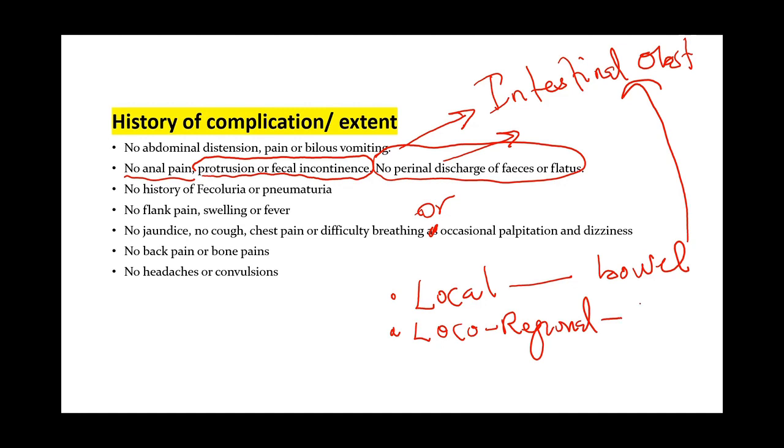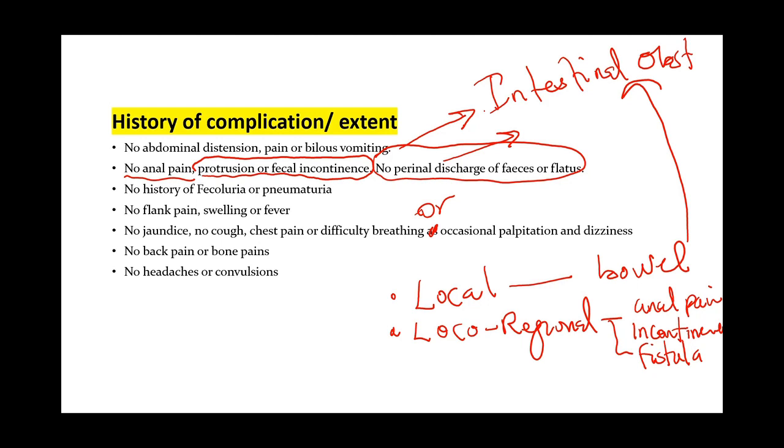Locoregional, we say anal pain, incontinence. It has involved the sphincter. Okay, then fistula in ano. No history of fecoluria or pneumaturia.